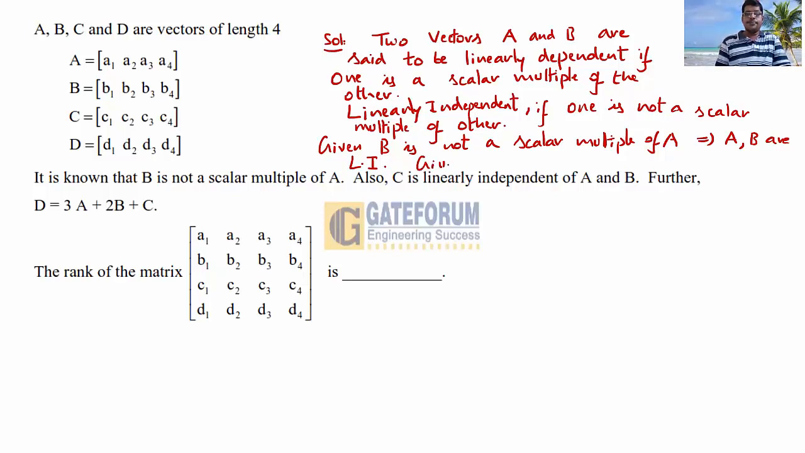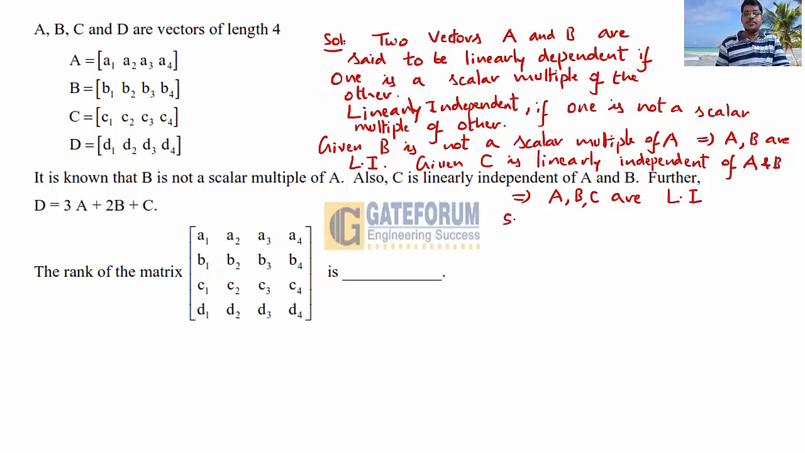Given C is linearly independent of A and B, which implies A, B, C, the three vectors are linearly independent, or LI. LI stands for linearly independent.